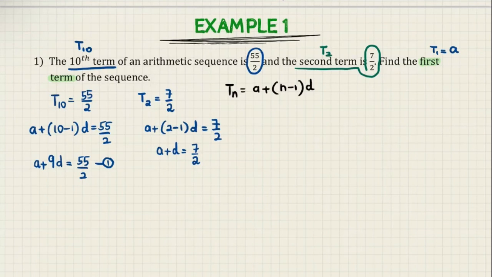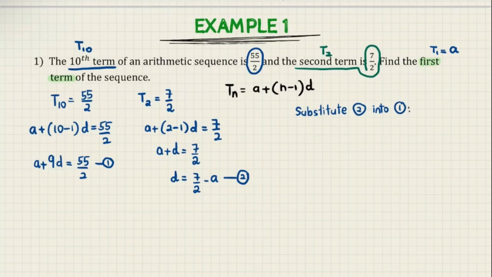Okay, so our aim is to find the value of A. Betul tak? Kita nak cari A. So saya rewrite this equation sebagai D as our subject. So dia adalah 7 per 2 tolak A. So ini adalah equation yang kedua. Okay, so now kita nak cari apa? A ke D? A. So macam mana nak cari A? So saya substitute equation 2 into equation 1.